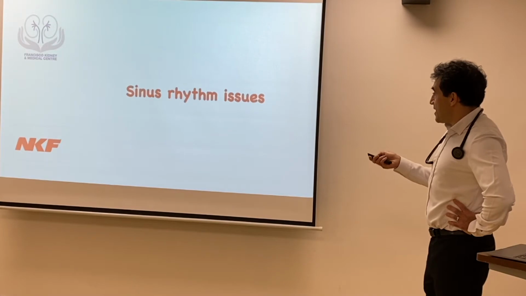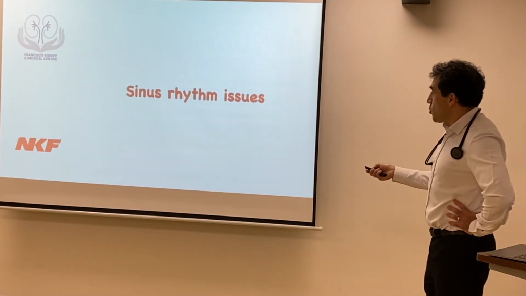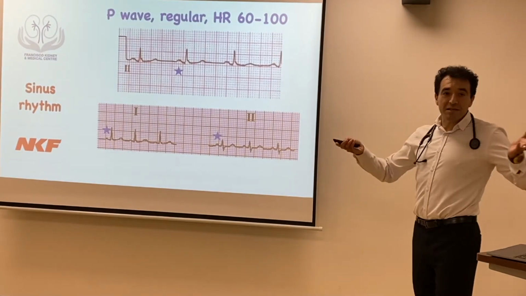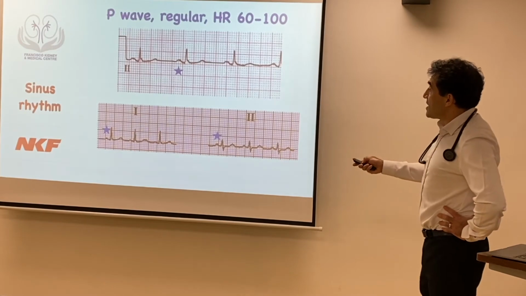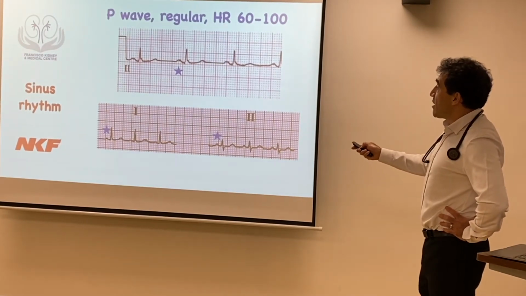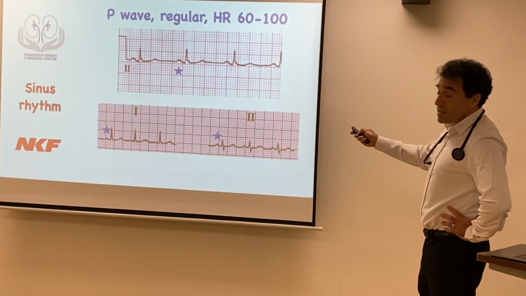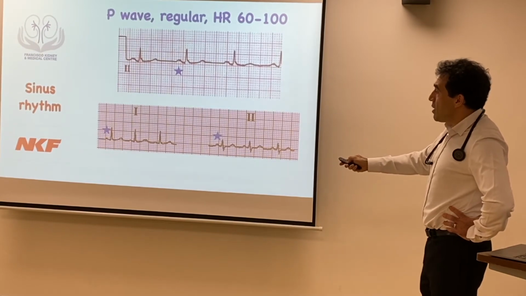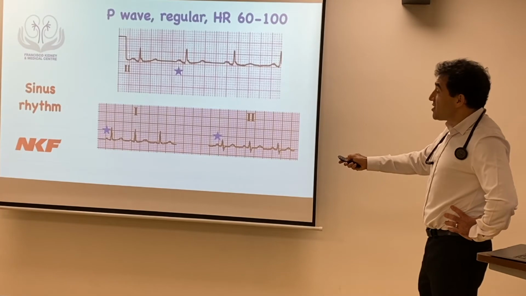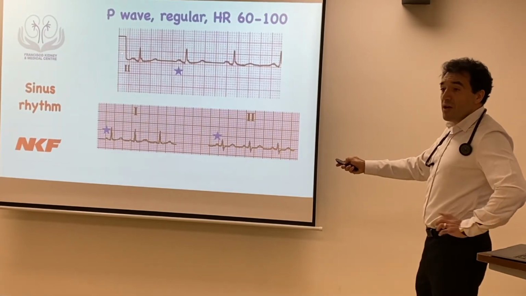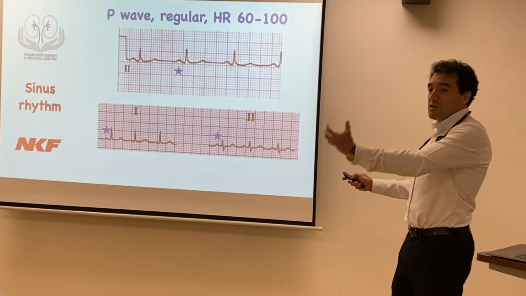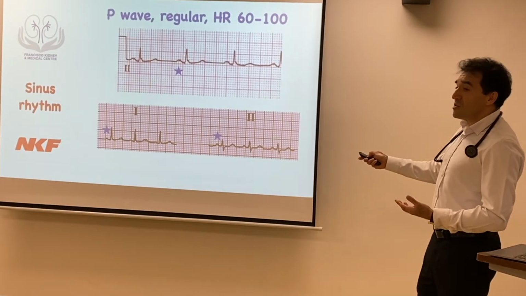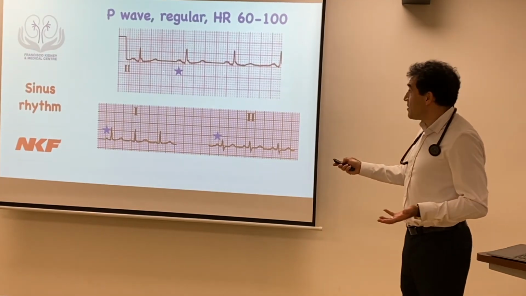So, let's discuss sinus rhythm issues. Let's go straight to pathology. Sinus rhythm is the normal rhythm of the heart. It has a P wave, is regular, and has a normal heart rate, 60 to 100. But also, importantly, every P wave is conducted, meaning it is followed by a QRS complex. So the P wave contraction works and leads to activation of the ventricle, which also contracts. That means it's conducted. If you see a P wave that doesn't have a QRS complex, it's not a normal sinus rhythm.